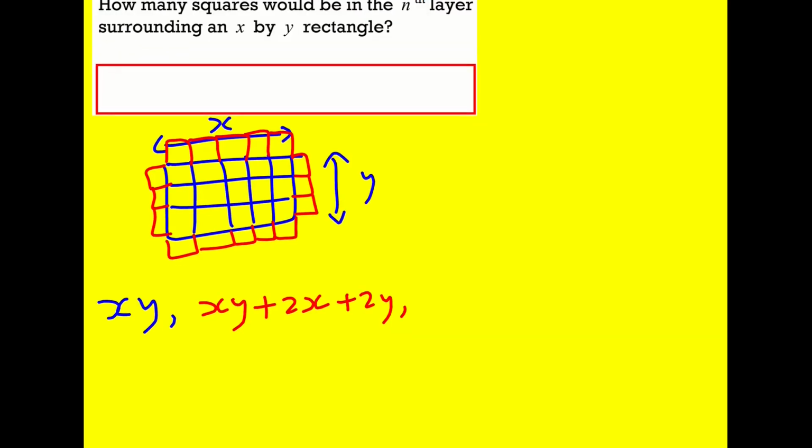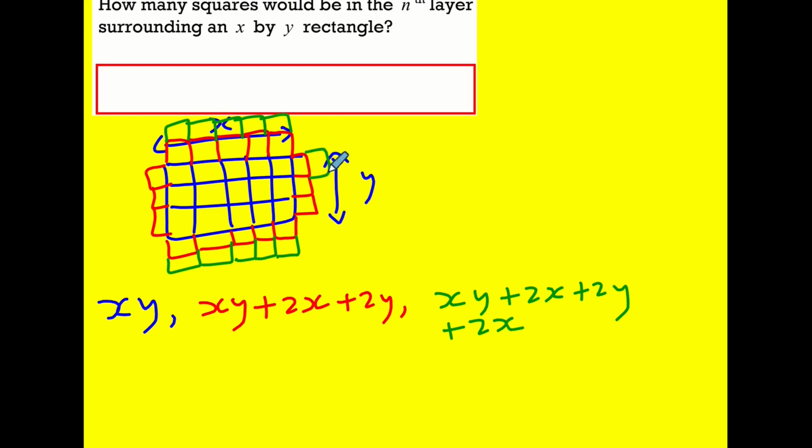Right, third term, this is going to be the trickiest one. So we're going to start out, let's write the full thing out. It's going to be xy plus 2x plus 2y as my starting amount. And then I'm going to again add on x here and x here. So I'm going to add on another 2x essentially.